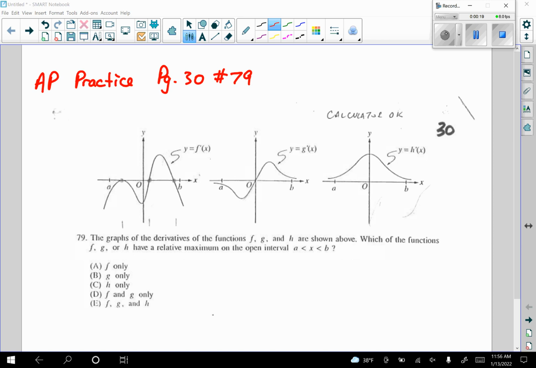and h are shown above. So these are all of the derivatives. Which of the functions f, g, or h have a relative max on the open interval from a to b?